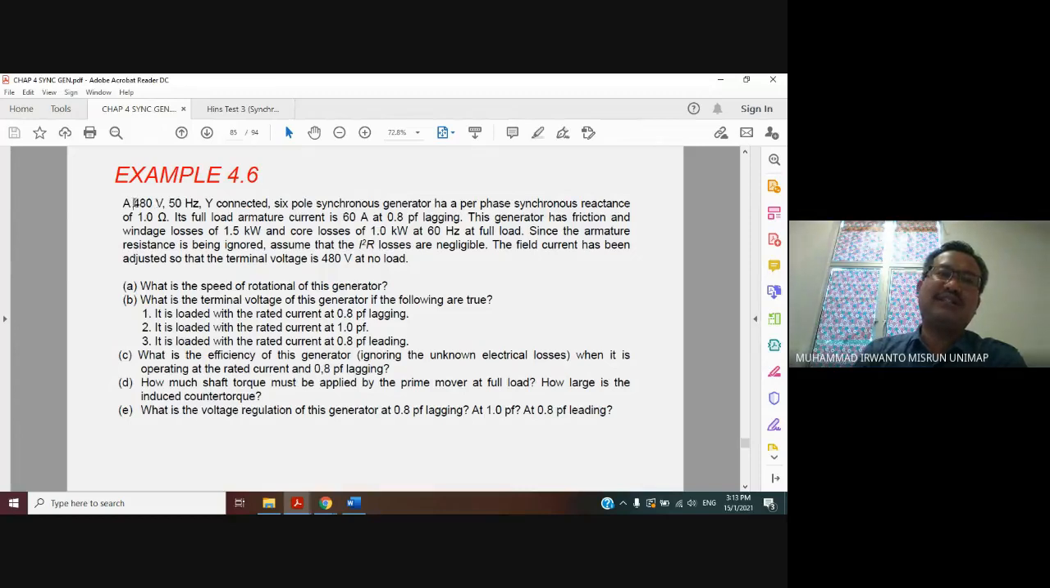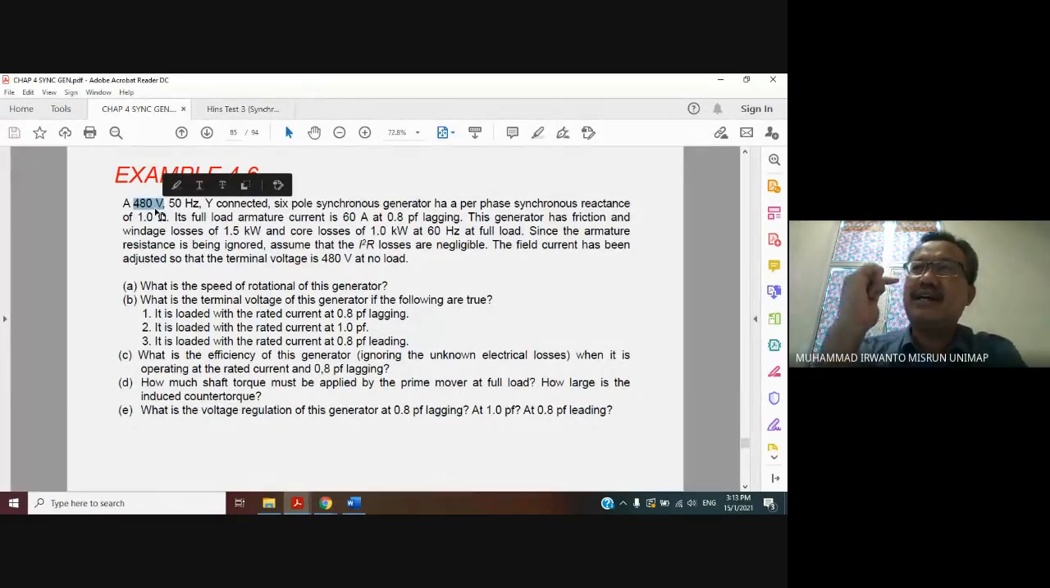Okay, because this one is line voltage for the 400 volt, and then remember the phasor diagram is drawn per phase. Same when we want to draw the equivalent circuit, per-phase equivalent circuit. So you have to find the per-phase value.